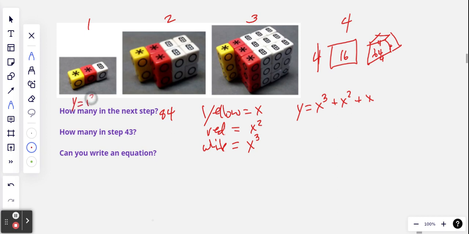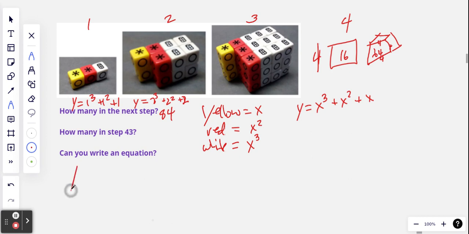So y would equal 1 cubed plus 1 squared plus 1. Well, those would all be 1s. That would add up to 3. That's how many dice we have. How about in step 2? That would be 2 cubed plus 2 squared plus 2, the step number. 2 cubed is 8. 2 squared is 4. So that's 12, plus 2 is 14. And what have we got? 1, 2, 3, 4, 5, 6, 7, 8, 9, 10, 11, 12, 13, 14. Yes, it checks out. You can check this with step 3 if you like.